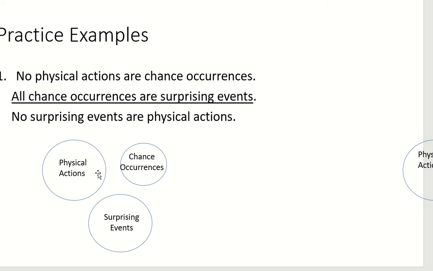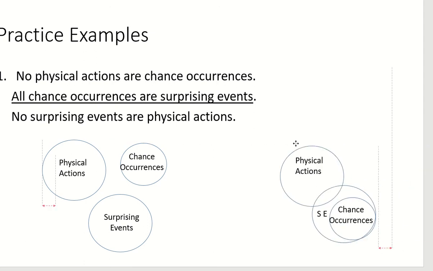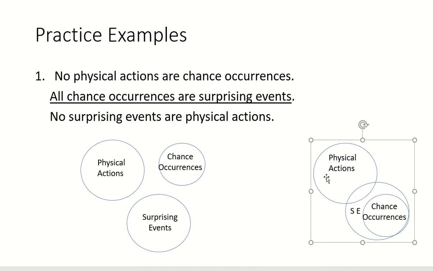We have three circles here. The first premise says that the physical action circle is not overlapping with any chance occurrences. So let's look at that first. Here we have the circle for physical actions. Here we have the circle for chance occurrences. Those are not overlapping. All chance occurrences are surprising events. So here we have the circle for surprising events, and every single one of the chance occurrences falls within it.